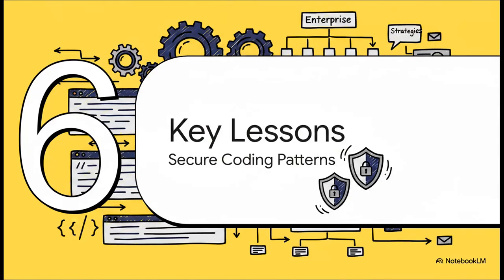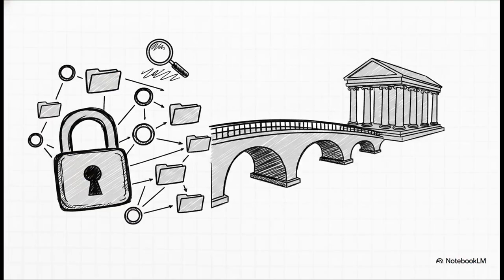Let's wrap things up with Section 6, Key Lessons. What are the actionable secure coding patterns you need to take away from this? For developers, eliminate implicit trust. Never ever assume an interface is safe just because it sits on a backend port. You have to validate administrative trust boundaries strictly. Require secure session tokens for every single transaction.